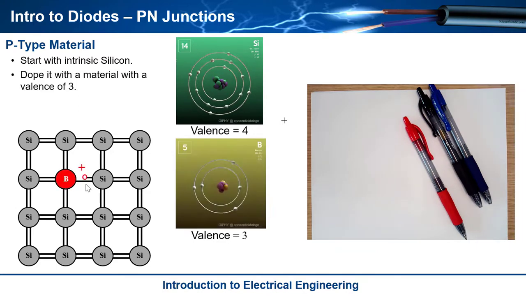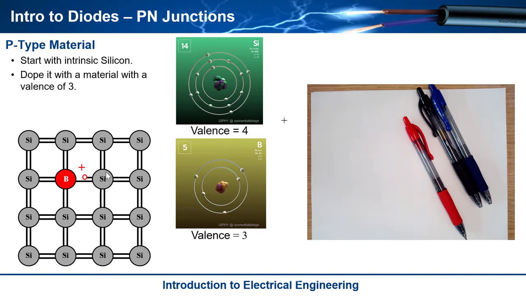Once you grow that, remember that with semiconductors, you can change their behavior by doing multiple things. You can heat them up or cool them down, and that will change their behavior. You can put a voltage across them, and that will change their behavior.